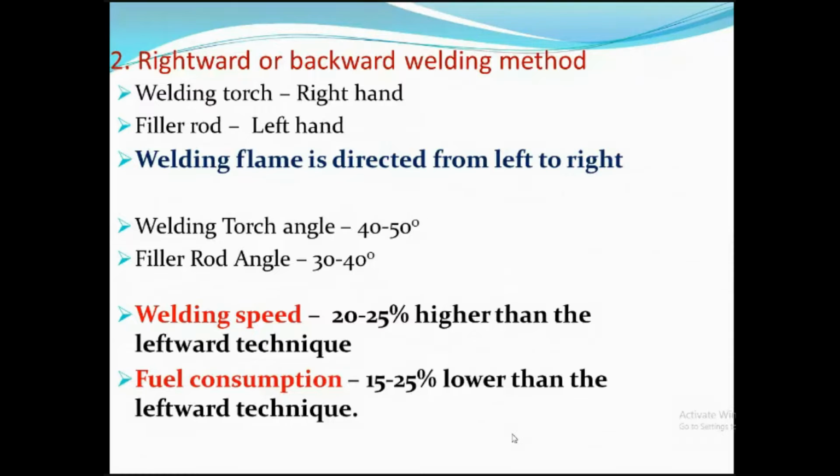The welding torch has an included angle of 40 to 50 degrees and the filler rod has an included angle of 30 to 40 degrees. Welding speed is 20 to 25% higher than the leftward technique, and fuel consumption is 15 to 25% lower than the leftward technique.